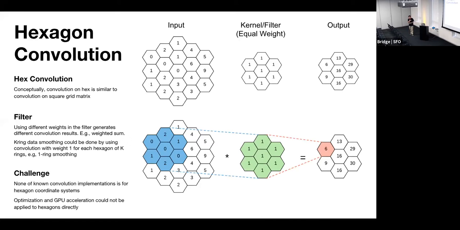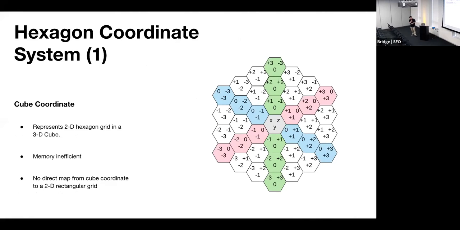Next, I'm going to talk about how we're going to do the transformation so we can leverage existing convolution implementations. Before I talk about how we implement the Hexagon convolution, let me first introduce a few Hexagon coordinate systems, because we need to represent each Hexagon so we know how to do the transformation. Here are just a few very commonly used coordinate systems.